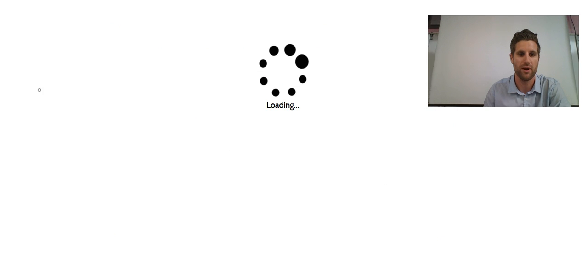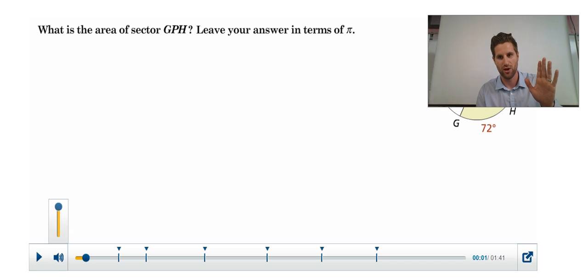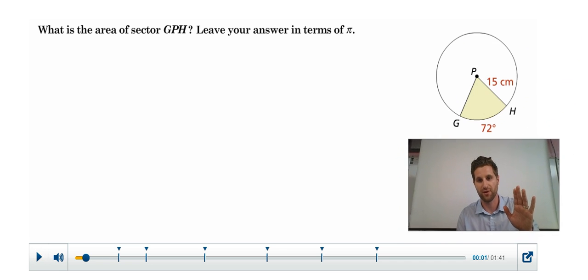So we're skipping finding the area of a circle. That should be easy for us. We're going to go ahead and jump right into finding the area of a sector. So here's our sector. We call sectors using three letters.